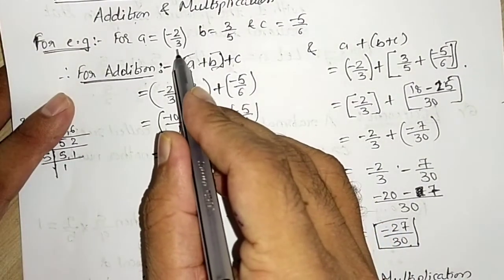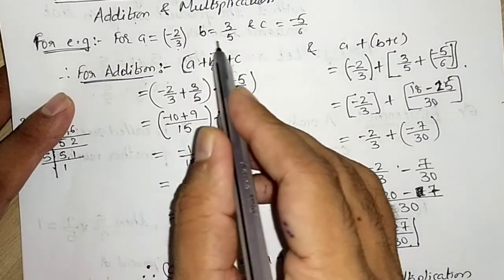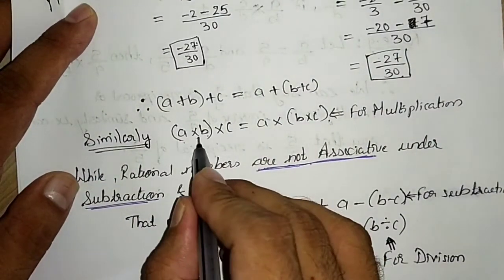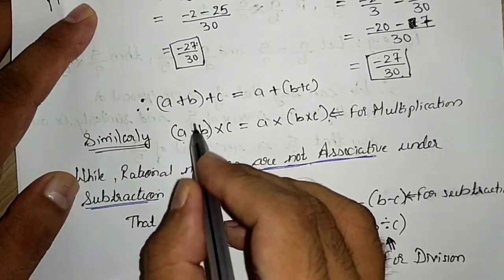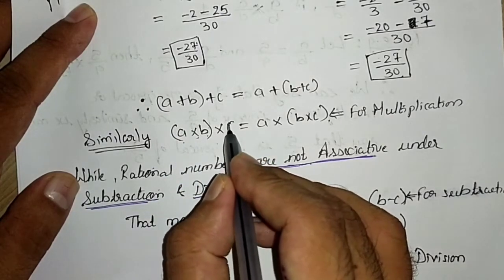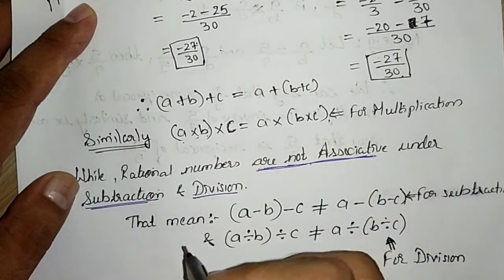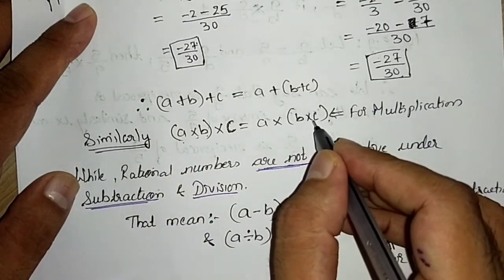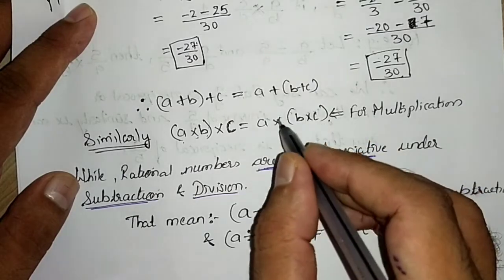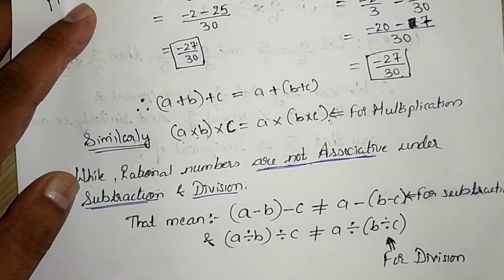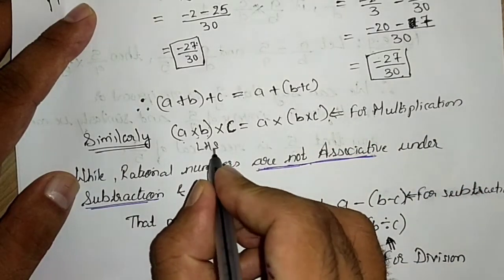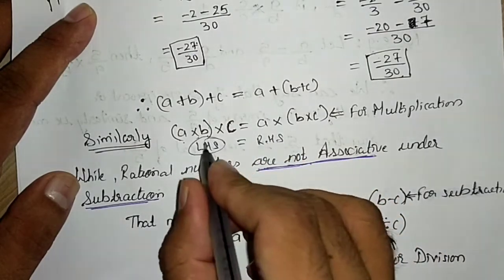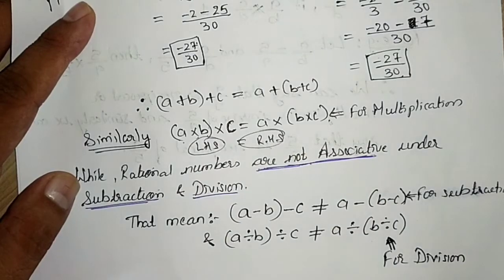You will take these three numbers A, B and C. First, you will group A and B. The resulting answer of A and B, you will multiply it by C. Then, first you will multiply B and C. The resulting answer of B and C you will multiply with A. You will see LHS is equal to RHS. Whatever the result is in LHS, you will get in RHS. Definitely.